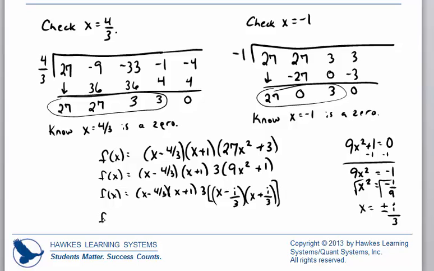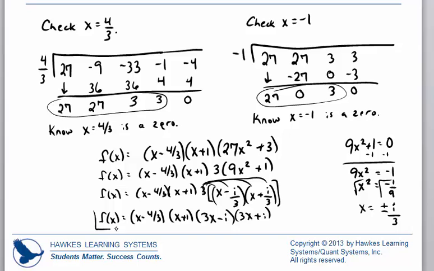So when I do that, I'm going to multiply the 3 times every term here. So 3 times x is going to be 3x. When I multiply 3 times i over 3, the 3's are going to cancel. So I have 3x minus i. On the second set, I'm going to have 3x plus i. Okay, and so fully factored is what we have right here.